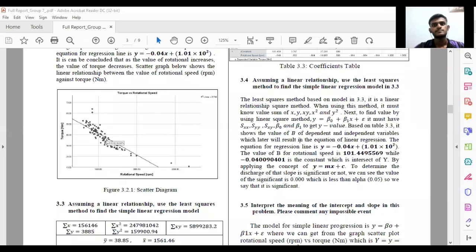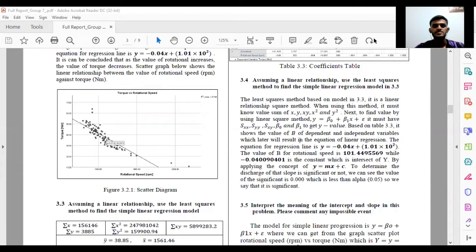The next part is to use the least square method to find the simple linear regression model in 3.3. The least square method is based on the model in 3.3. It is a linear relationship square method. It must know the values of the sum of x, y, xy, x square and y square. The equation for the regression line is y equals negative 0.04x plus 1.01 times 10 to the power of 2.